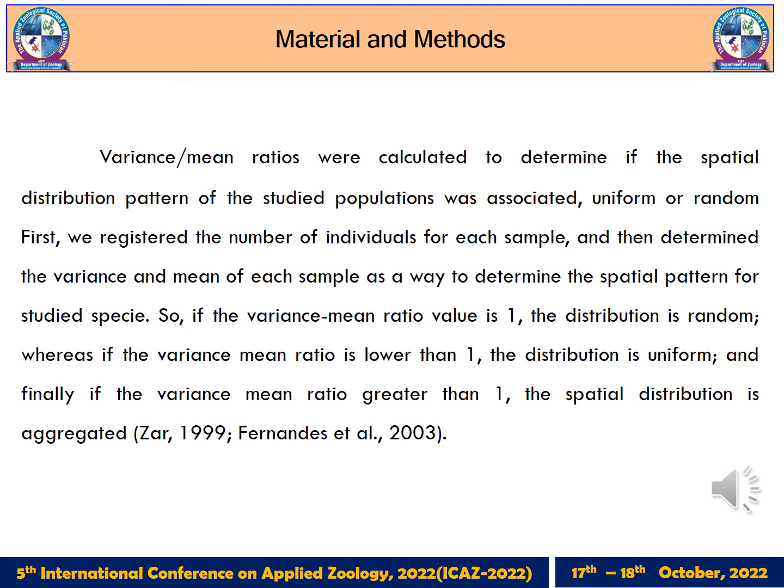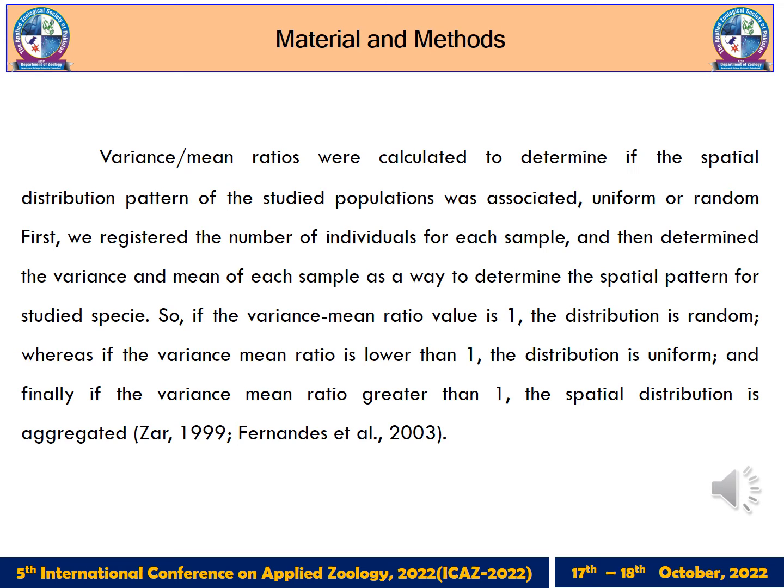For obtaining the information, the variance mean ratio was estimated with the aim of determining the spatial distribution pattern of the studied organisms. It could be aggregated, uniform, or random. First, we registered the number of individuals for each sample, and then determined the variance and the mean of each sample, as a way of determining the spatial pattern for the species.